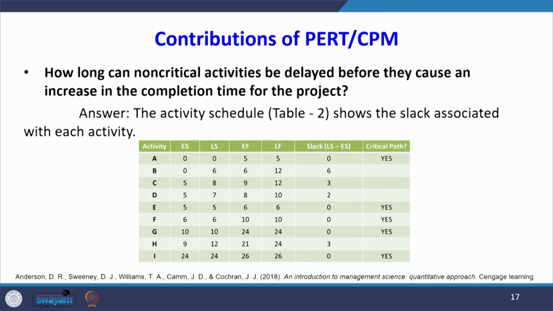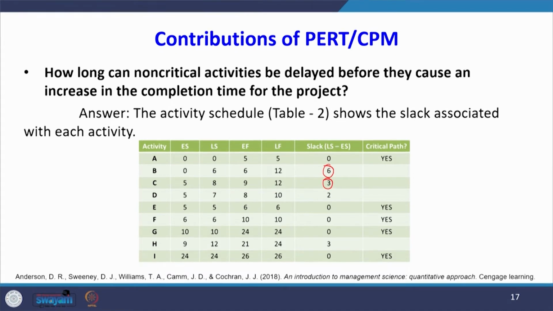Another question the manager may want to know is how long can non-critical activities be delayed before they cause an increase in the completion time for the project. So, here we have to look at the column where the slack is. For example, activity B can be delayed 6 days, activity C can be delayed 3 days.